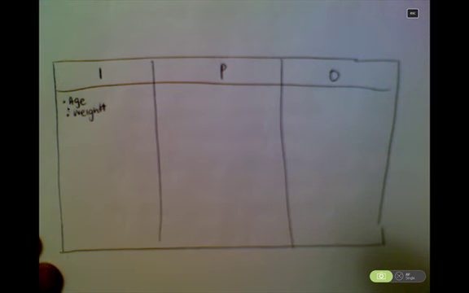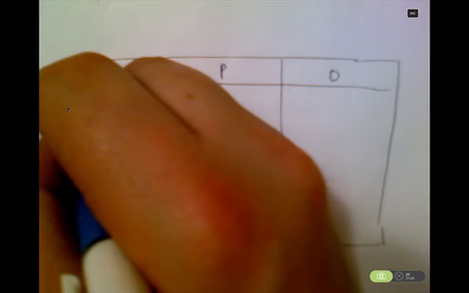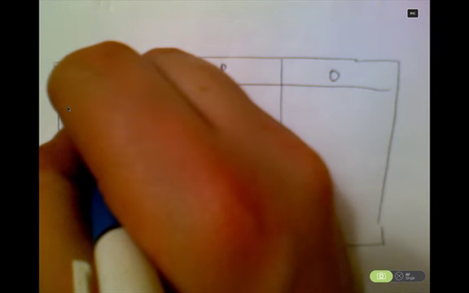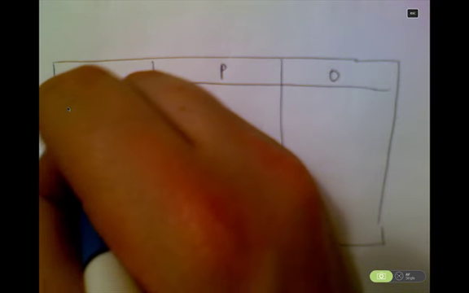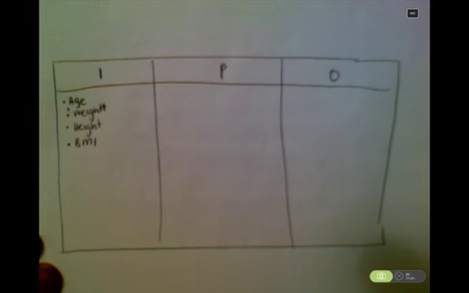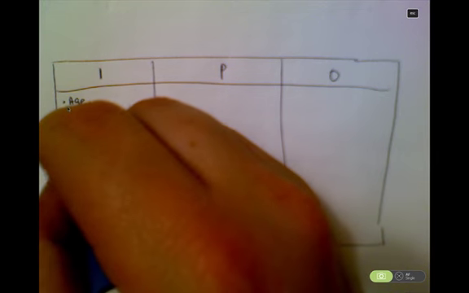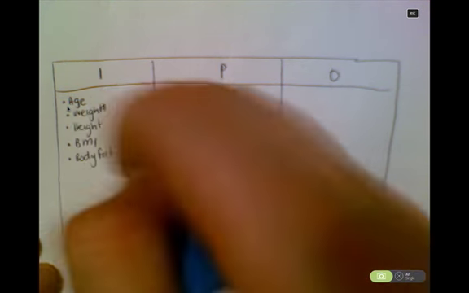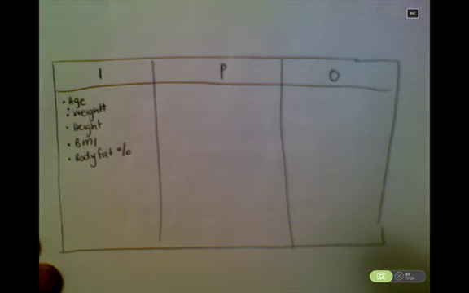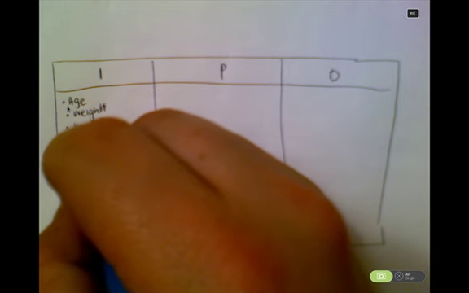Okay, after weight we would have height. We'd also have BMI, body mass index. We'd also have body fat percentage, and we'd also have blood pressure.